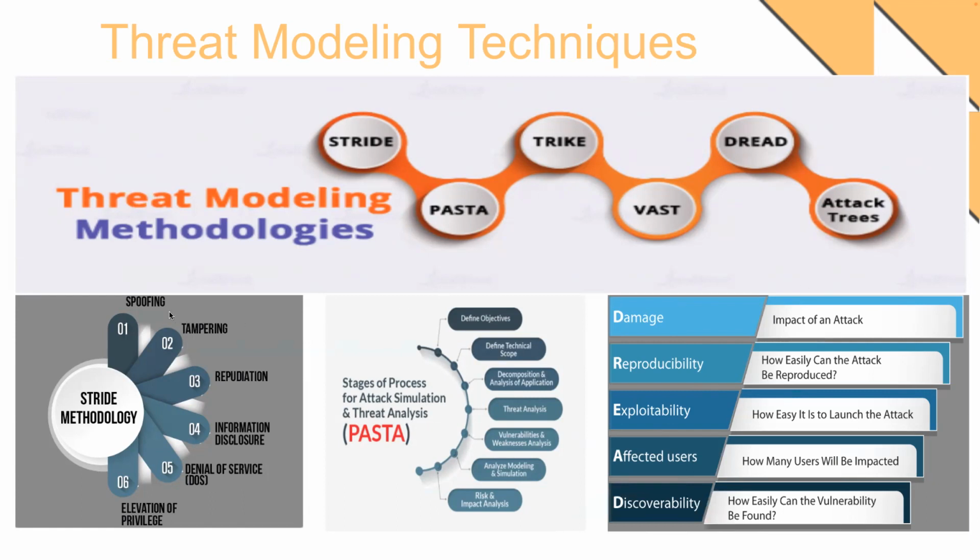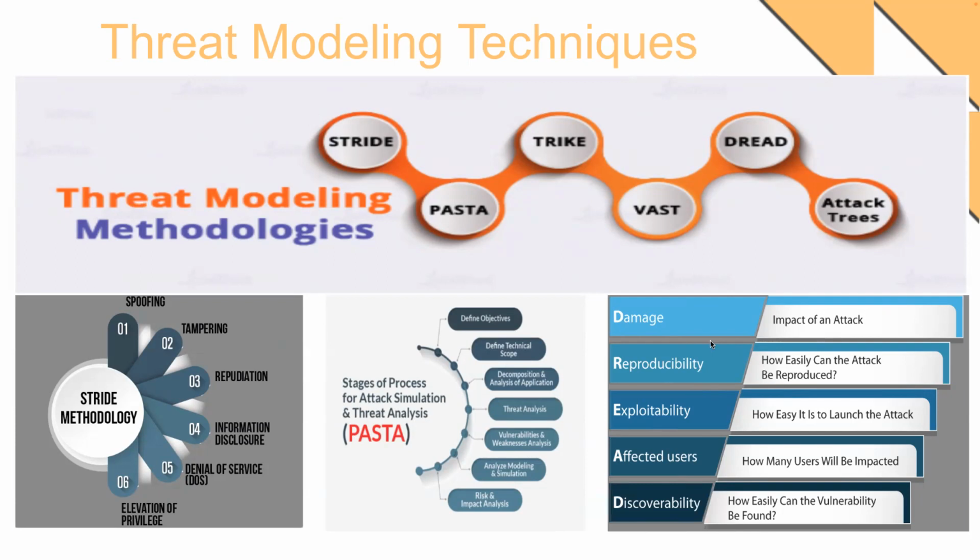So STRIDE stands for spoofing, tampering, repudiation, information disclosure, denial of service, elevation of privileges. PASTA stands for process of attack simulation and threat analysis. And it has defined objective, defined technical scope, decomposition and analysis of applications, threat analysis, vulnerabilities and weakness analysis, attack modeling and simulation, risk and impact analysis.